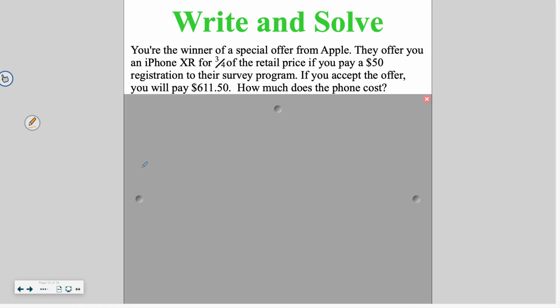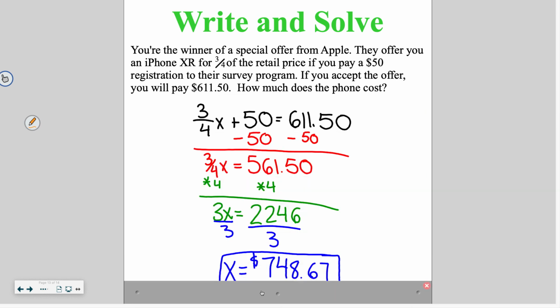Go ahead and try this one on your own. Writing the equation based on the information, we get 3/4 x plus 50 is equal to 611.50. Using SAD MEEP to solve, we find the original cost of the phone is $748.67.